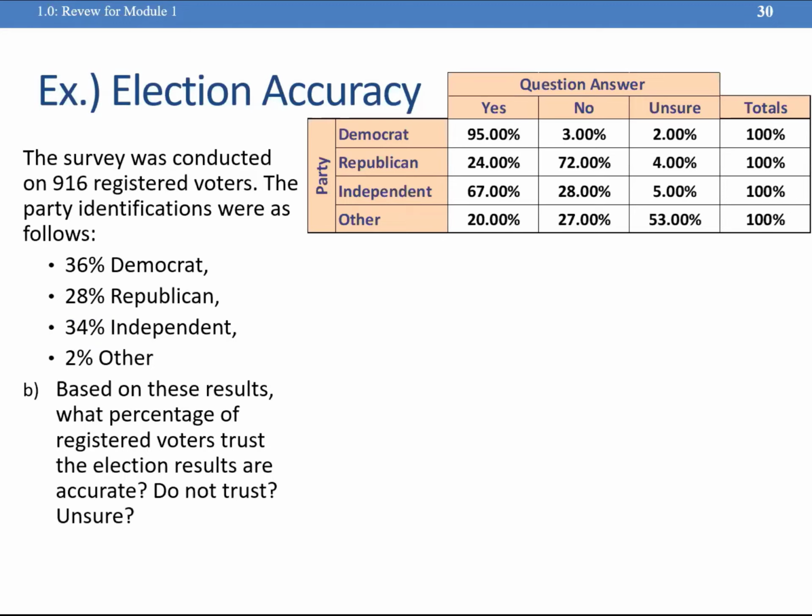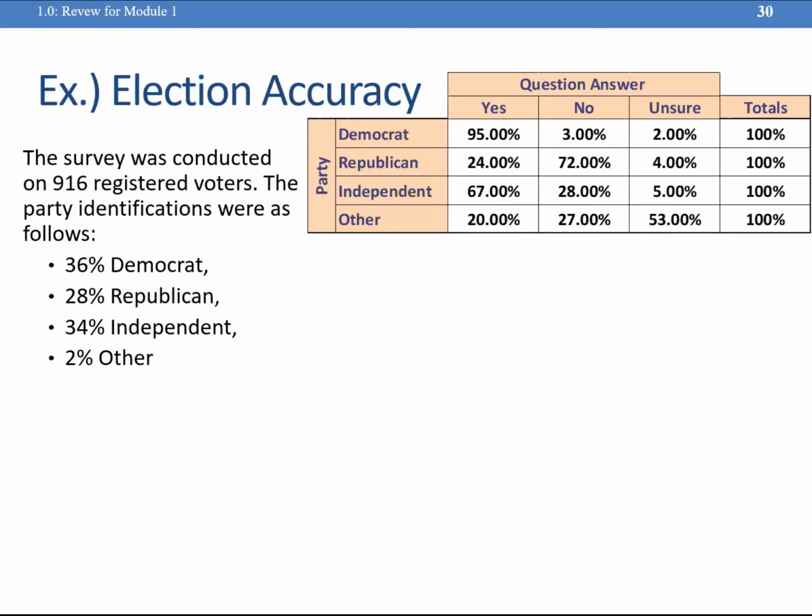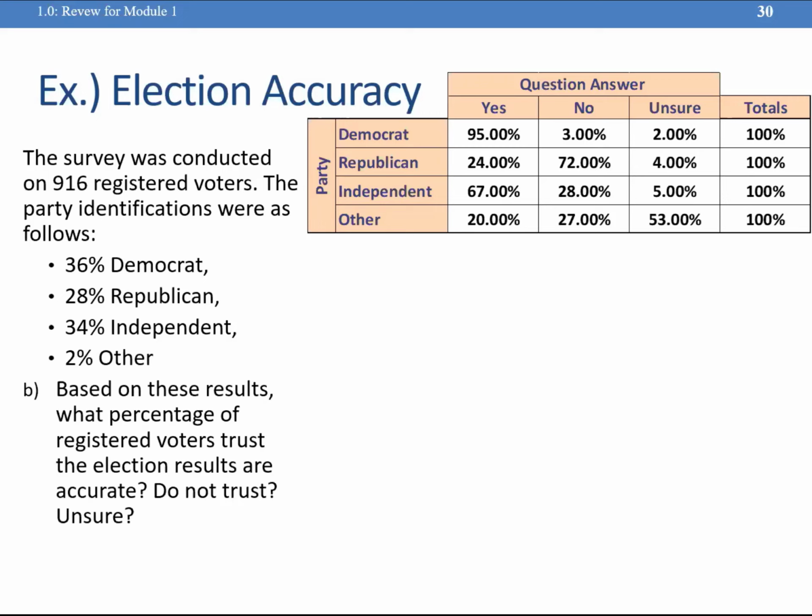Okay, so now with that in mind, we also are given this information. 36% of the registered voters they surveyed were Democrat, 28% were Republican, 34% were independent, and 2% identified as other. So using all of this information, I'm going to ask you the question. What percentage of registered voters trust the election results are accurate? Do not trust them or are unsure?